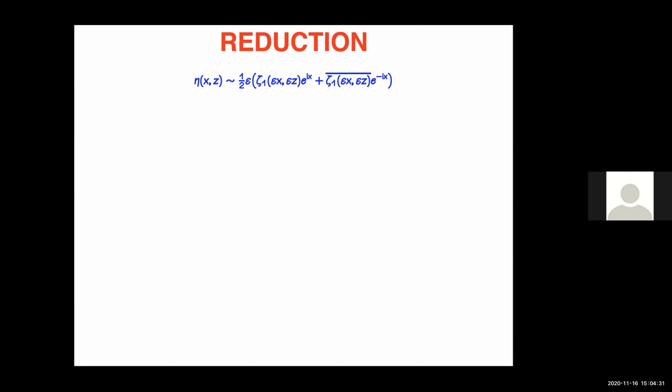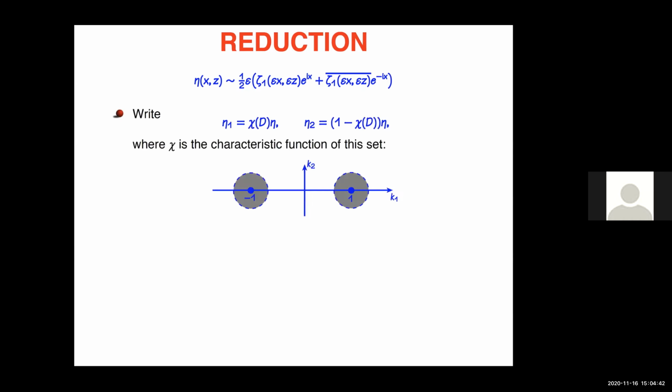So what you should do is to split eta into two parts. One whose Fourier transform is really concentrated near the points plus or minus 1, 0 in Fourier space. That's where the action is. And then a remainder part. And this is how I've done it.